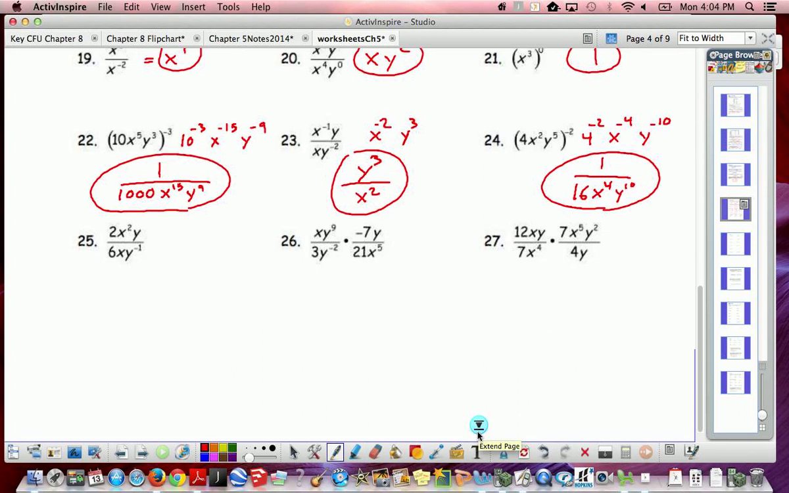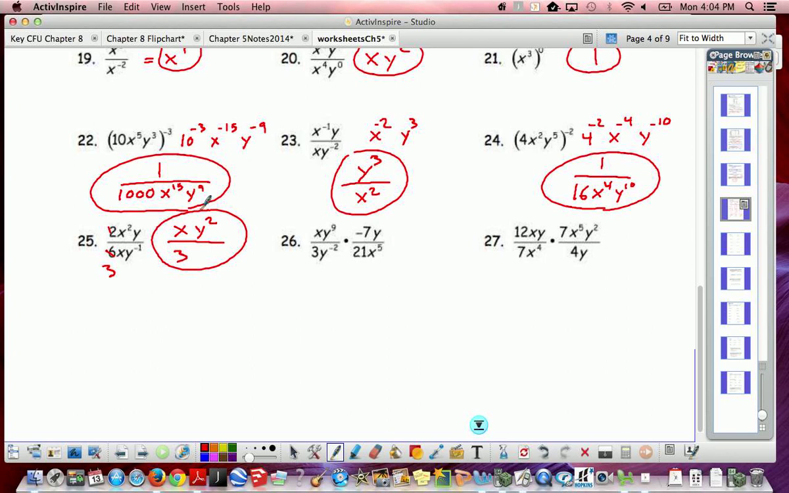Number 25, doing the same process. 2 goes into 6 3 times, so I know I'm going to have a 3 in the denominator. Then as I do the x's, 2 minus 1 is just 1x. And then 1 minus a negative 1 becomes 2, so I get x, y squared, all divided by 3.